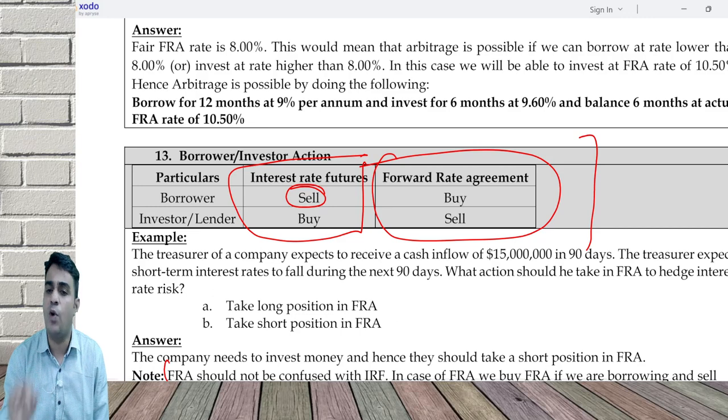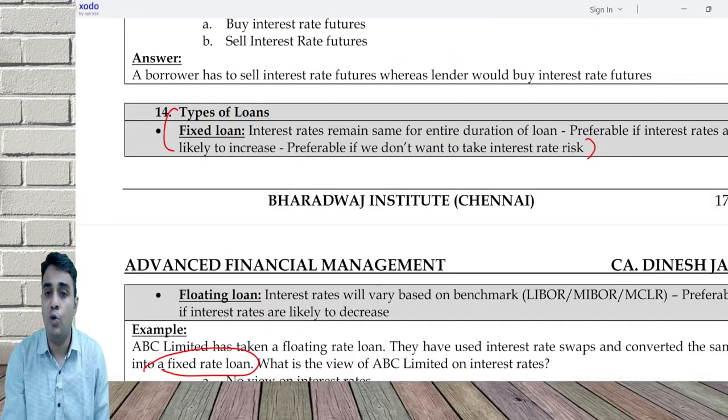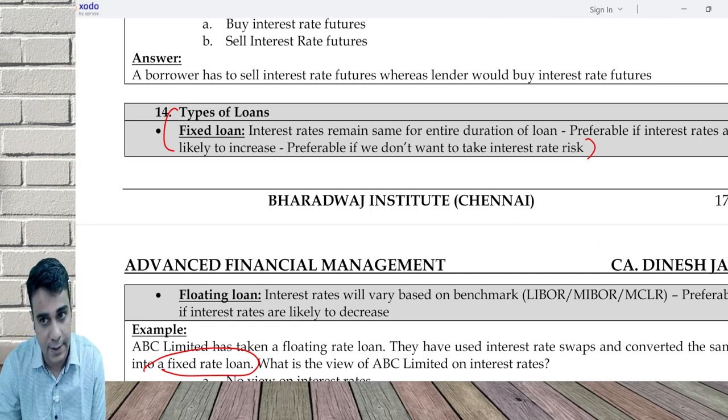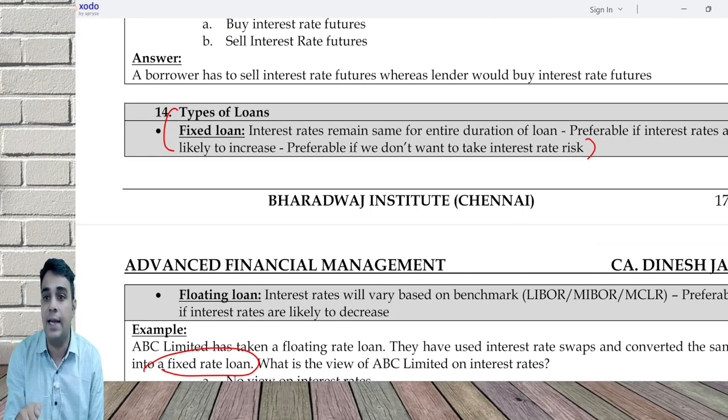The next segment is what action do I take? In an interest rate future, sell is borrow, buy is investment. In an FRA, buy is borrow, sell is investment. There are two types of loan. There's a fixed loan and a floating loan. Fixed loan is preferred when interest rates are likely to increase or I don't want to take risk. Floating is preferred when interest rates are likely to go down.